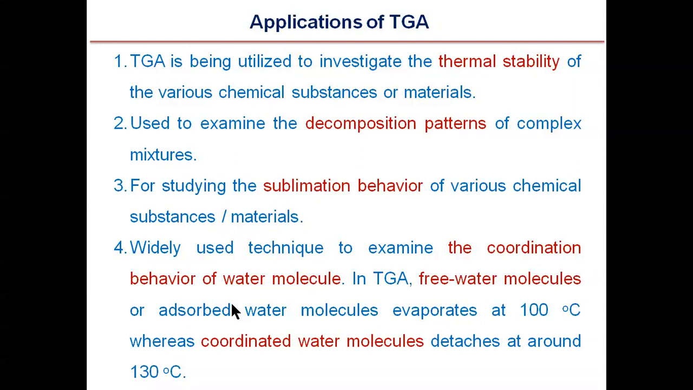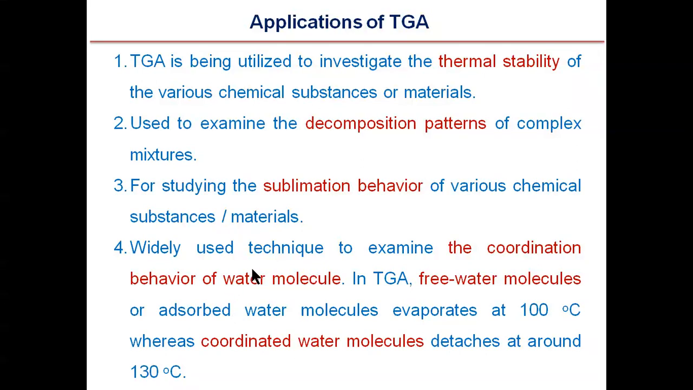Whereas the coordinated water molecules are the water molecules linked to the central metal, which detach at around 130 degrees Celsius, so we can observe this in the TGA curve at 130 degrees Celsius. So this data is very important to indicate whether the water molecule is free or coordinated to the central metal ion. So this is very important.